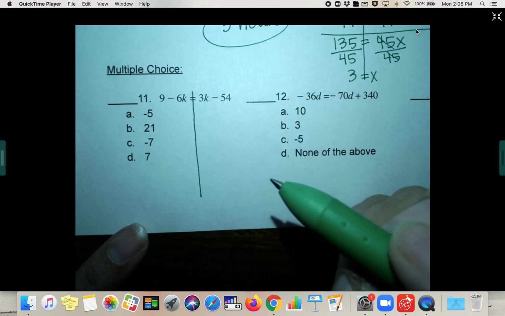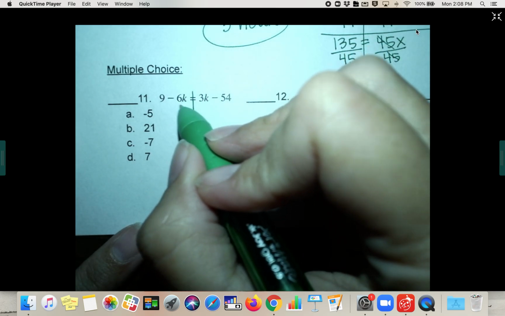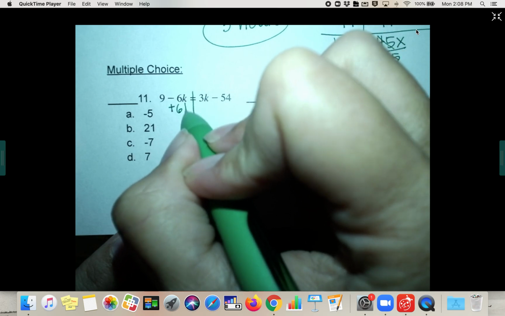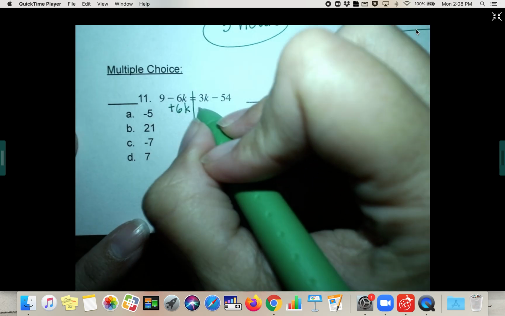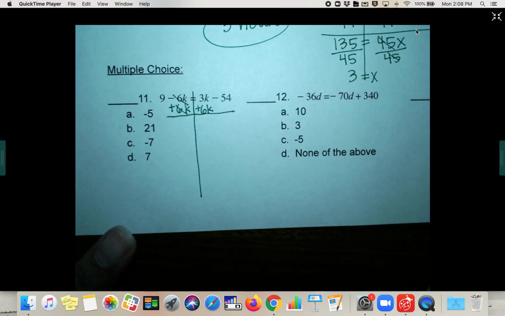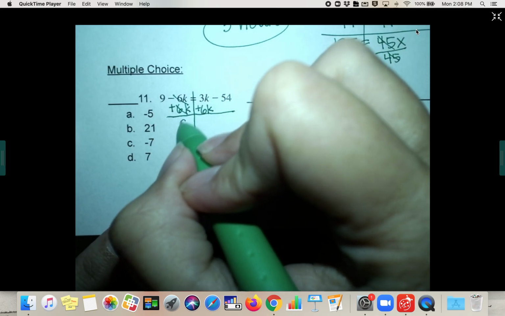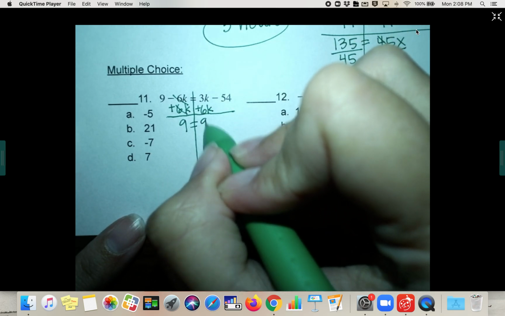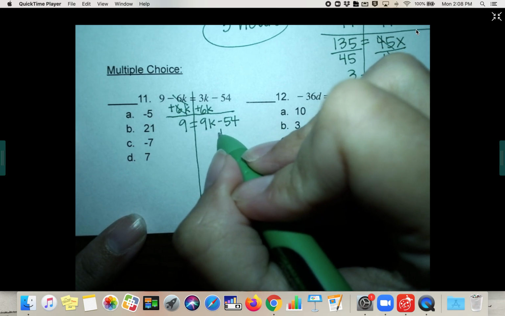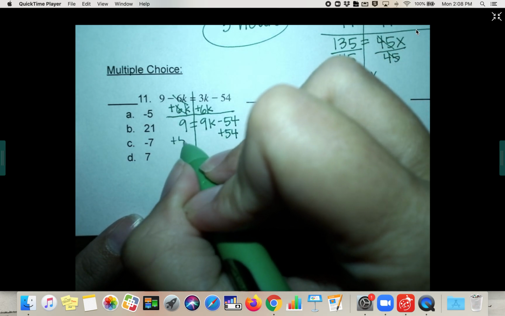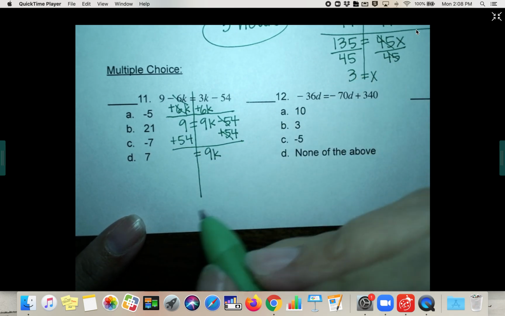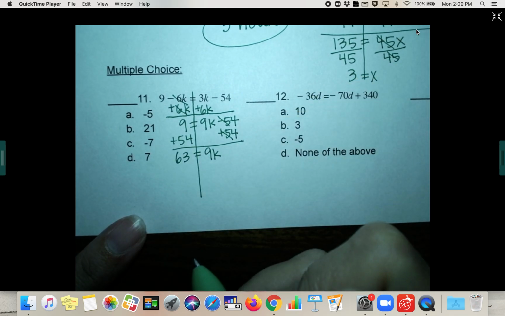Any of these 4 terms could be moved. I'm going to choose to add 6k to both sides just to get rid of this -6k. So I'm going to add 6k to both sides. Doesn't matter. If you did it a different way, you'll still get the same answer I do, I'm sure. So I'm going to bring down 9. 3 plus 6k is 9k minus your 54. So now I'm going to add 54. And then I've got 9k equals, that would be 63.